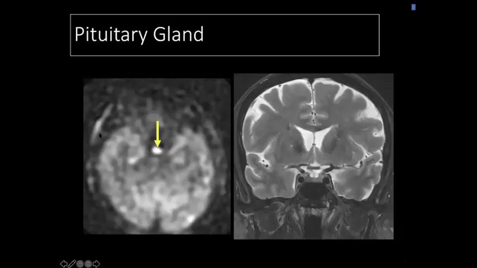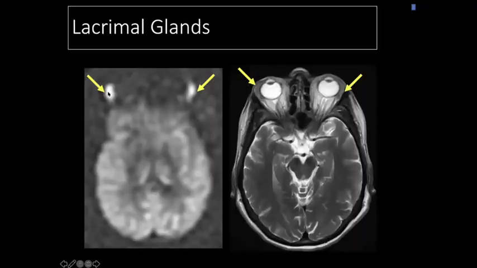The pituitary gland is also hypervascular under normal circumstances. Here is a normal looking pituitary gland. You can see that it is very bright on ASL. Lacrimal glands are also commonly hyperintense. In this case, the lacrimal glands are symmetrical and normal appearing. This is a common normal finding.